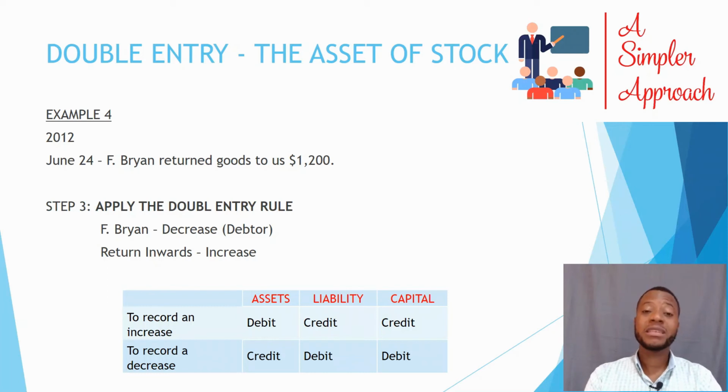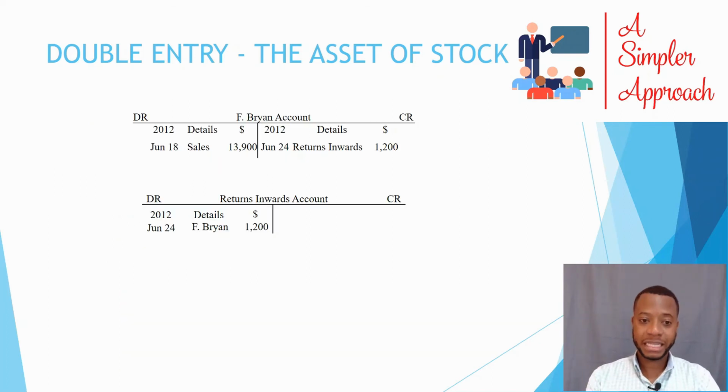Now, F. Brian being the debtor is decreasing, and when an asset decreases, we what? We credit. As for returns inwards, which is stock, when stock increases, debit. Why? Because stock is an asset. Cool? Now, when we open the accounts for these 2 items, they would look like this.